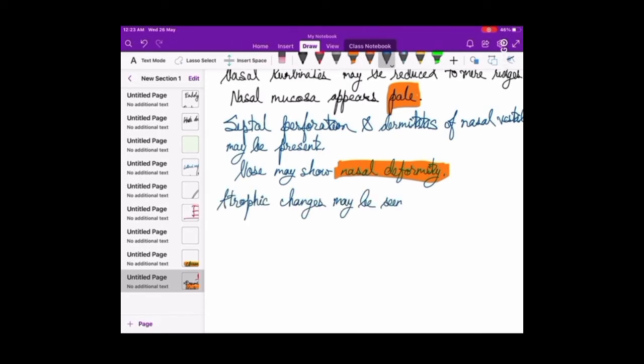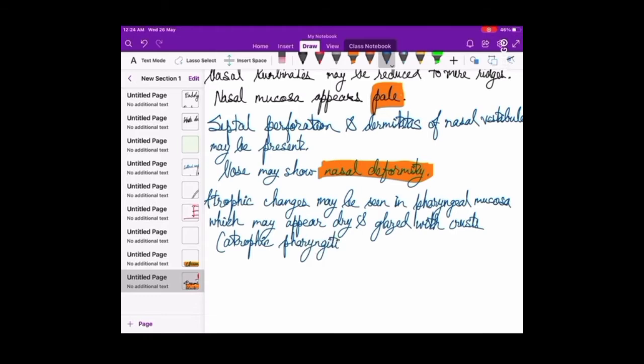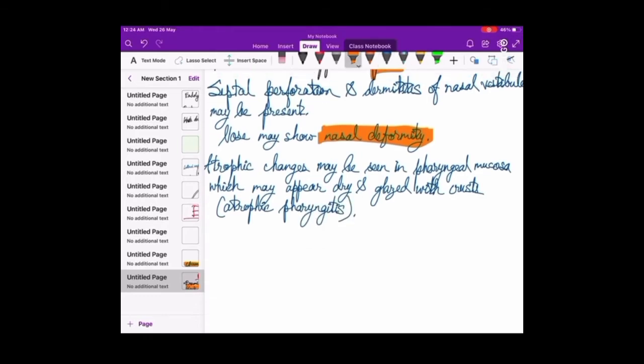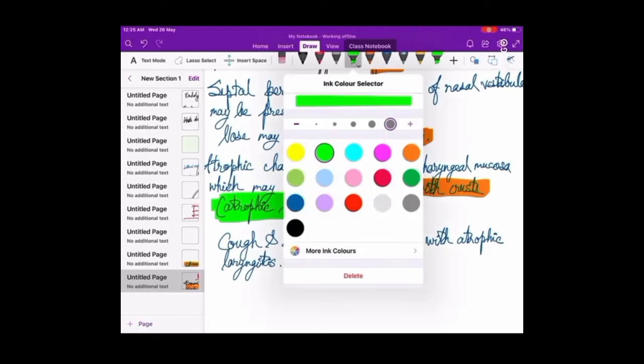Atrophic changes may be seen in the pharyngeal mucosa, which may appear dry and glazed. It is a feature of atrophic pharyngitis. Cough and hoarseness of voice occur with atrophic laryngitis.